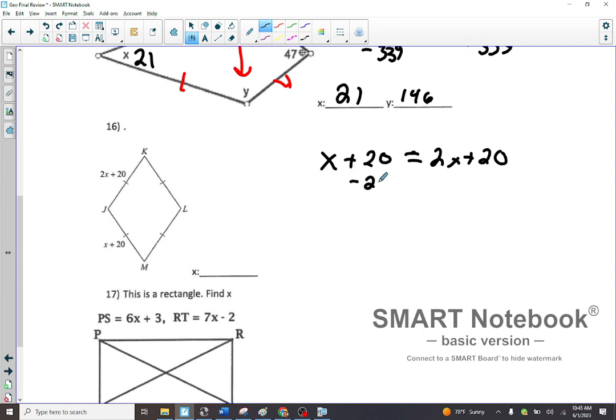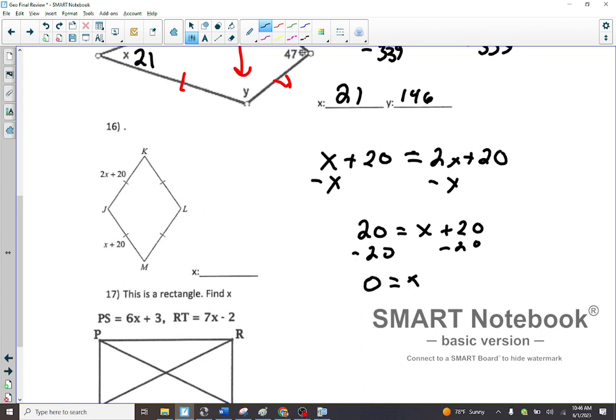Minus 20, or we minus the smallest x. So minus x minus x. 20 equals x plus 20. Minus 20 minus 20. 0 equals x. 0 is a number. That's perfectly fine. I remember people got tripped up on that. 2 minus 1 is 1.